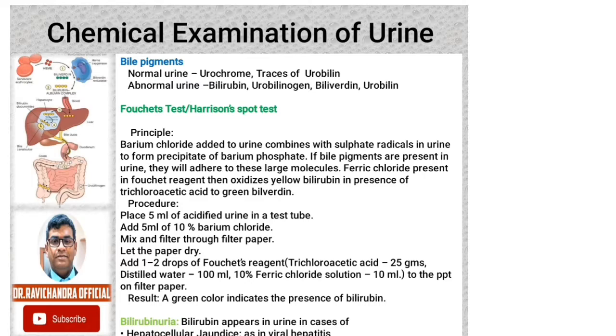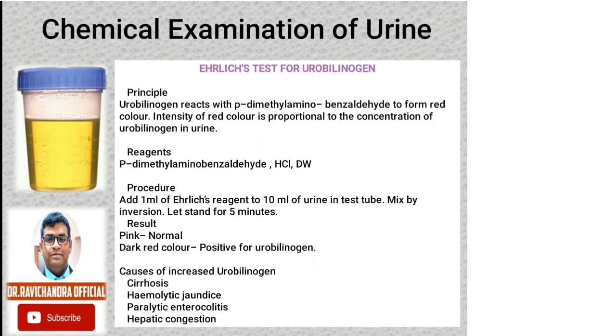Now, coming to the test for urobilinogen. The test name is Ehrlich test. The principle is that urobilinogen reacts with para-dimethylaminobenzaldehyde to form a red color. The intensity of this red color will be in proportion to the concentration of urobilinogen in the urine. The reagents used in the Ehrlich test are para-dimethylaminobenzaldehyde, hydrochloric acid, and distilled water.